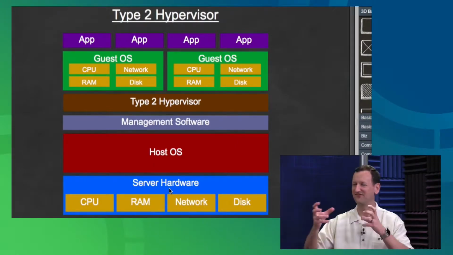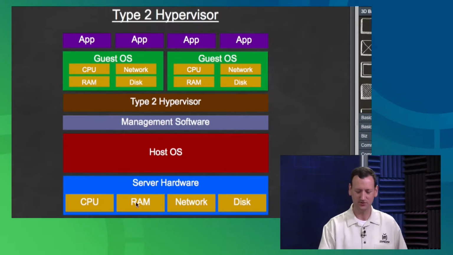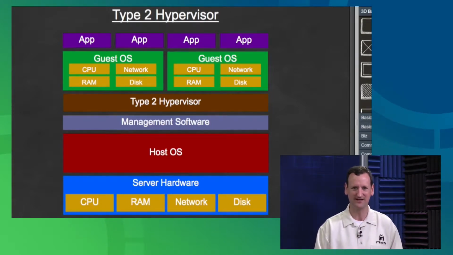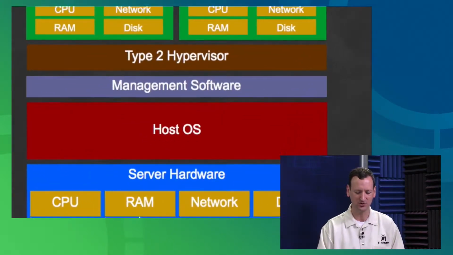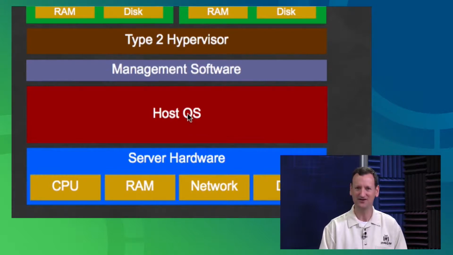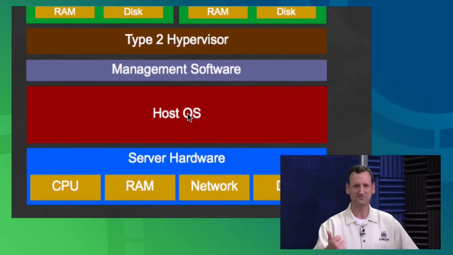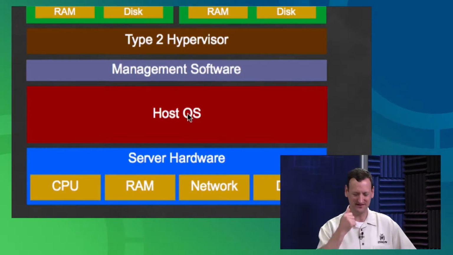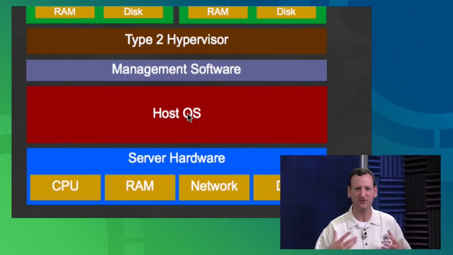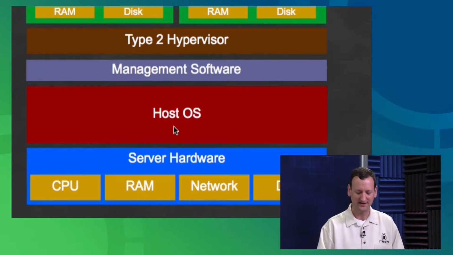So I go out and I buy a physical server, and it's got CPU, RAM, network, disk. It's got all the different components that we buy and put into a server, right? And in order to get that server to do anything, I have to install an operating system on it. Maybe that's Mac OS, maybe it's Linux, maybe it is Microsoft Windows. It's whatever operating system I choose to stick on there. But that operating system has direct access to all of this hardware, right?